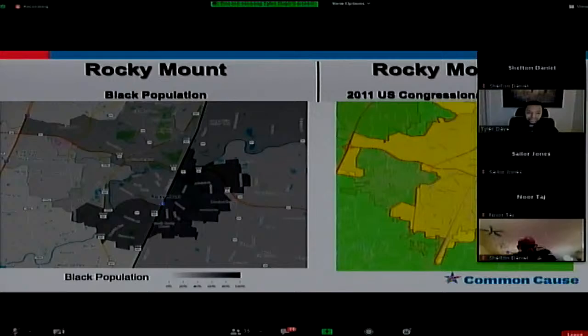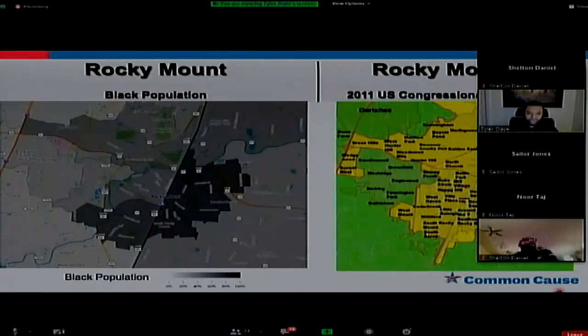What they did is they packed Black voters across the state, and in this situation, they packed Black voters in central and eastern Rocky Mount into this yellow district, again, keeping out the southwestern portion of the city. And now I'll overlay some of the communities here so you can see how this affected the city.